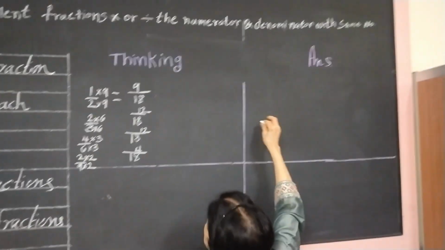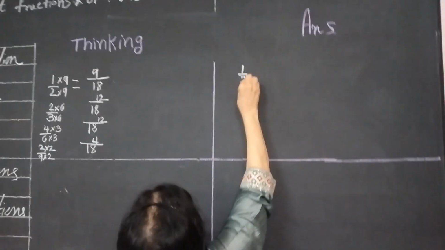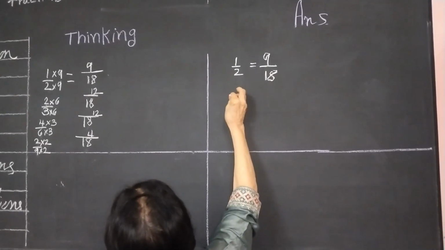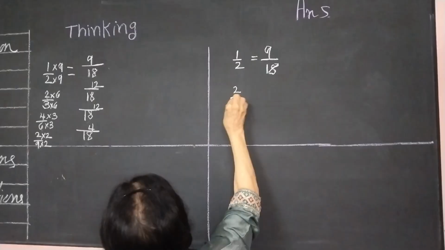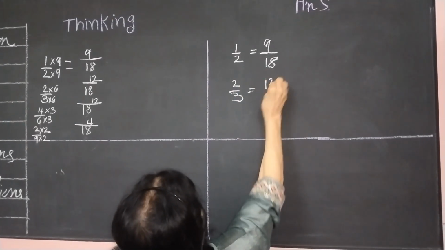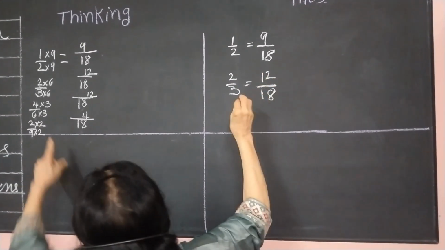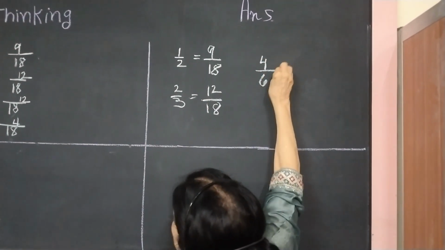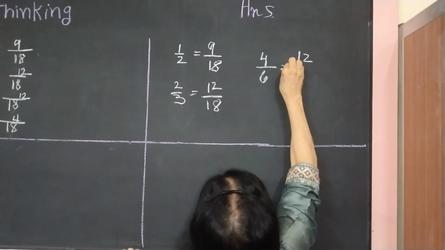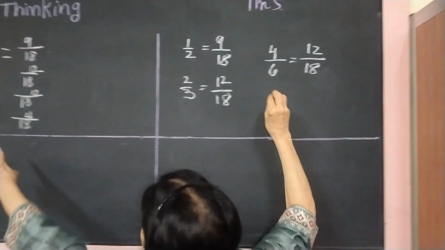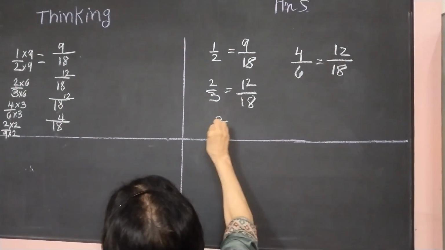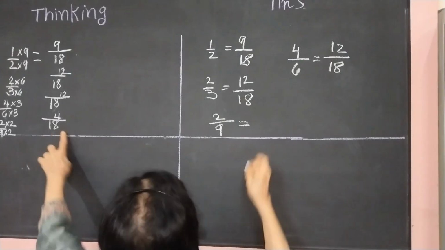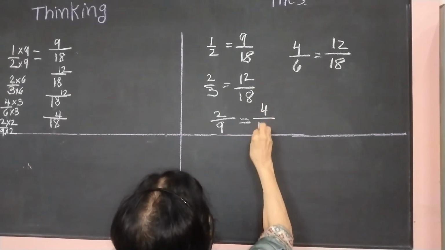So our answers are 1 upon 2 is equal to 9 upon 18. Then the second one, 2 upon 3 is equal to 12 upon 18. The third answer is 4 upon 6 is equal to 12 upon 18. And the last one is 2 upon 9 is equal to 4 upon 18.